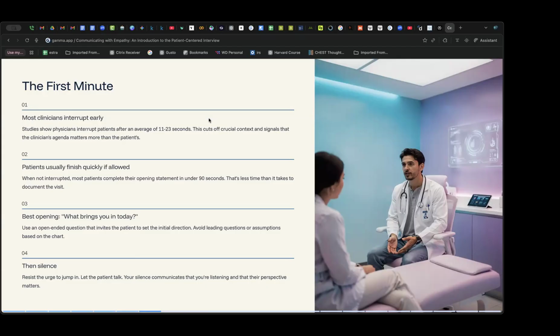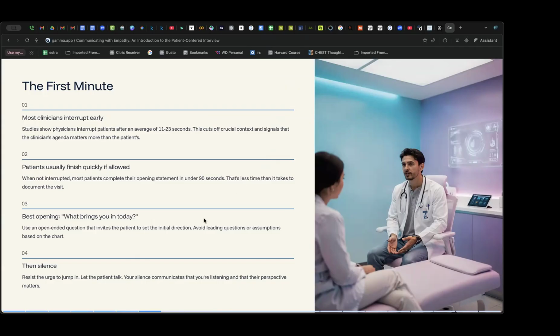Hold your horses. I think they deserve our attention. These numbers have been studied and timed. This is not somebody's opinion. Then the second point is that patients finish quickly if they are allowed, the majority of them.